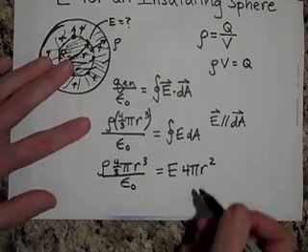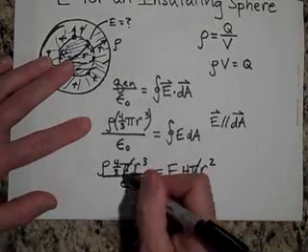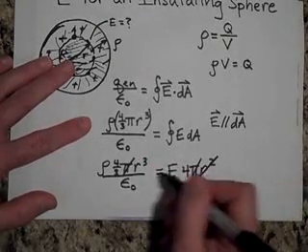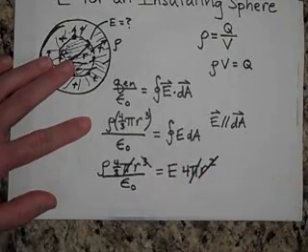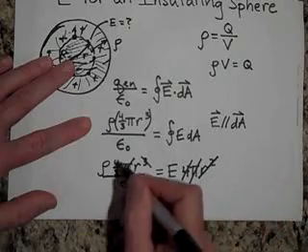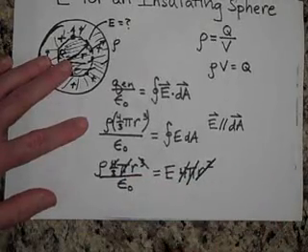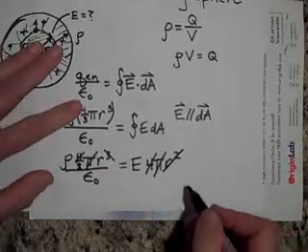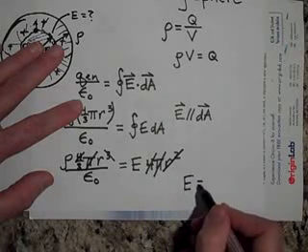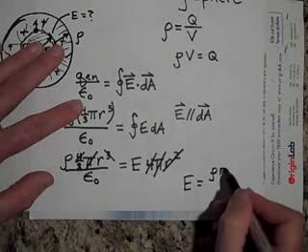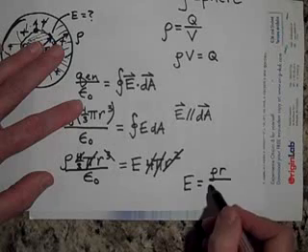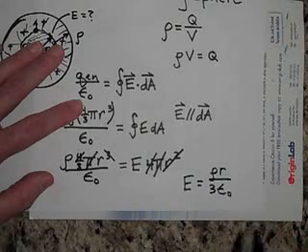Okay, well, let's get rid of a pi. Let's get rid of an r squared. Let's get rid of a 4. And it looks like, I can put this over here, it looks like when I get all done, E is equal to rho r over 3 epsilon naught.